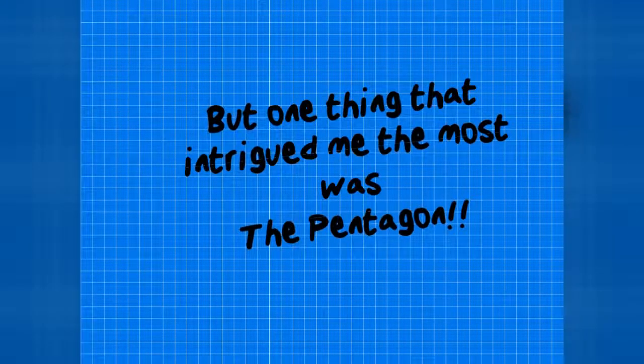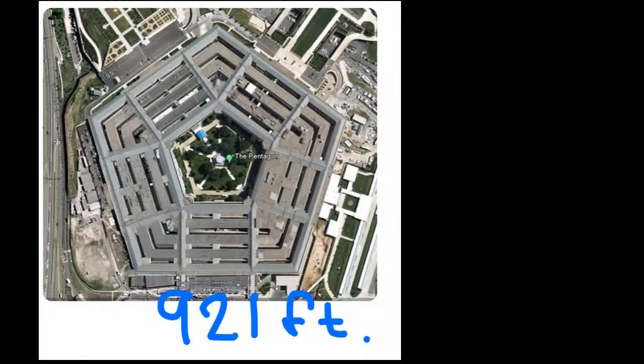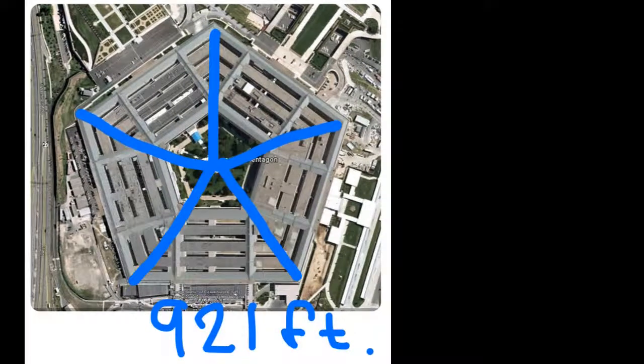But one thing that intrigued me the most was the Pentagon. For my project, I'm going to find the area of the Pentagon if I know one side of the Pentagon is 921 feet long. The way I'm going to do this is by dividing the Pentagon into 5 equal triangles.